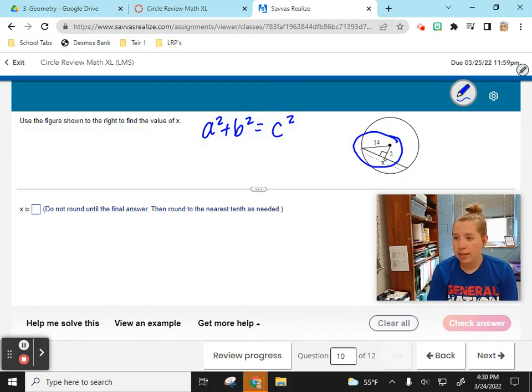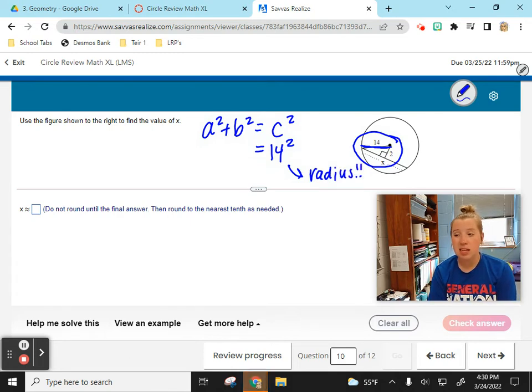So let's go ahead and plug in our numbers. The diagonal line is always c. Another way you can think about this is that the radius is always c. So that comes in handy in the future. For a and b, it doesn't matter where that 2 goes, so I'm just going to plug it in for a. And then I'm going to leave b alone.